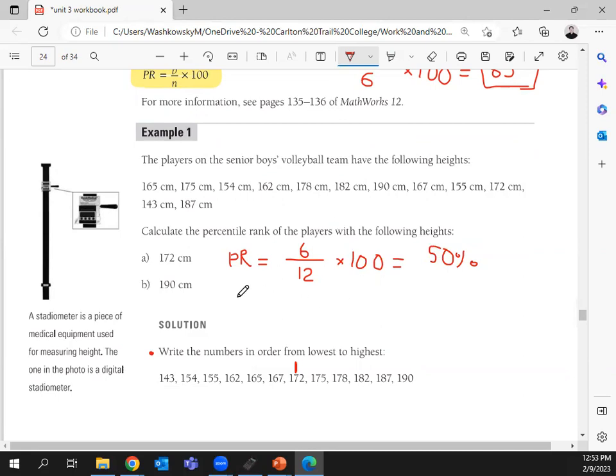So what about for 190? PR, what's my data set? How many people? 12. And how many people are shorter than him? 11. So now you do 11 divided by 12 times 100, right? You do that, you should end up with something like 90.